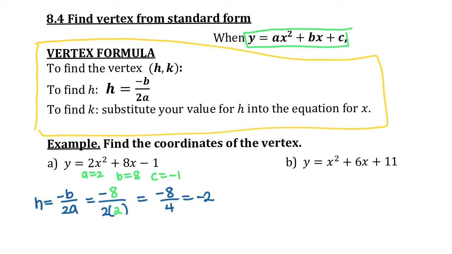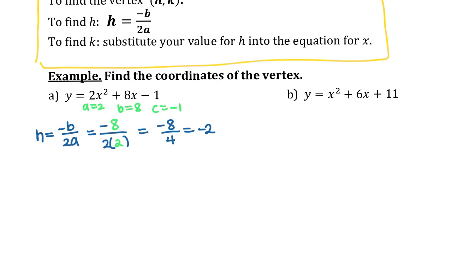Okay, now to find the y-coordinate, which we call k, we substitute my value for h into the equation for x. So this is my equation. I'm going to take the negative 2 and plug it in here, and that's going to give me my k value. And k is really just the y value. So k equals, and from above, the equation is 2x squared plus 8x minus 1. In the x spot, I plug in my h value, which is negative 2.